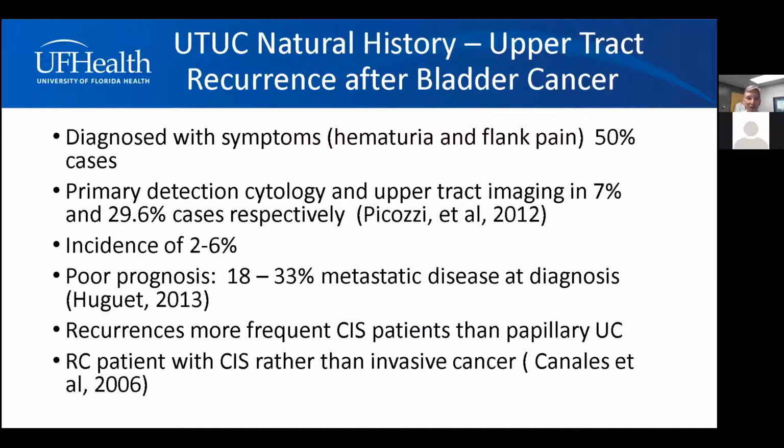So after treating for bladder cancer, you have to be mindful of other symptoms, hematuria and flank pain. So primary detection with cytology and upper tract imaging is really important. And metastatic disease can be found 18 to 33% of the time. So you have to really be mindful of people with bladder cancer, even people after a radical cystectomy.